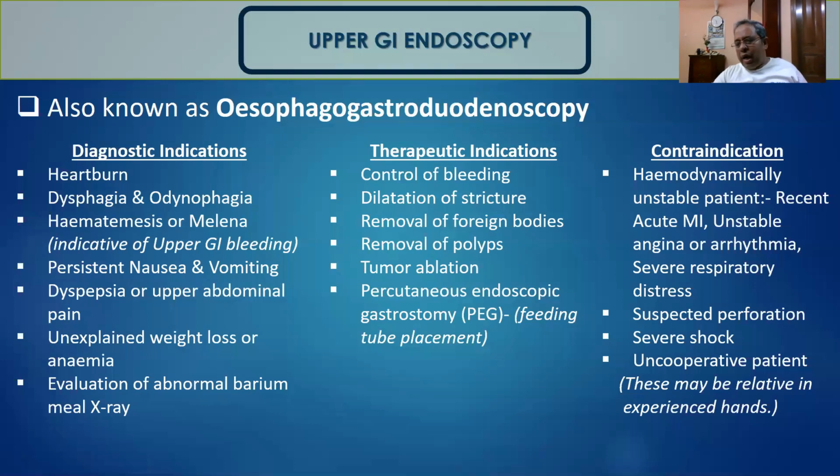Because if the patient is unconscious or semi-conscious, the patient does not respond to your command, and the patient may die due to the tongue falling back at that time. So whenever hemodynamically unstable, never ever go for endoscopy. Recent acute MI, don't go for endoscopy. Unstable angina or arrhythmia, severe respiratory distress, don't go for endoscopy. Suspected perforations, don't go for endoscopy.